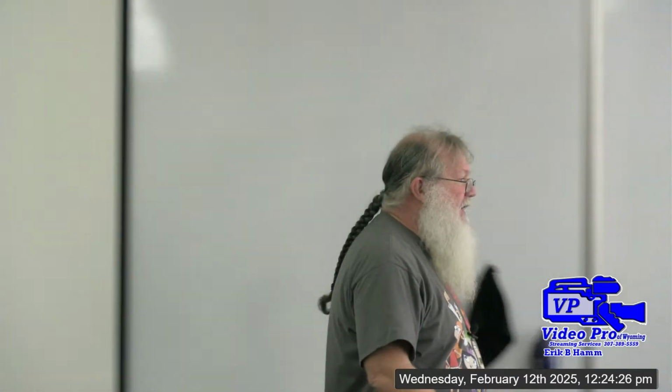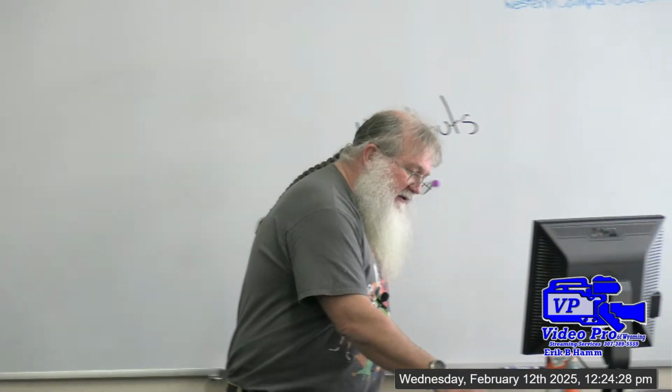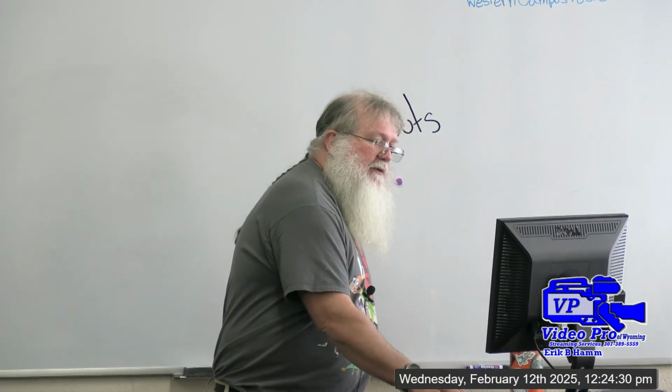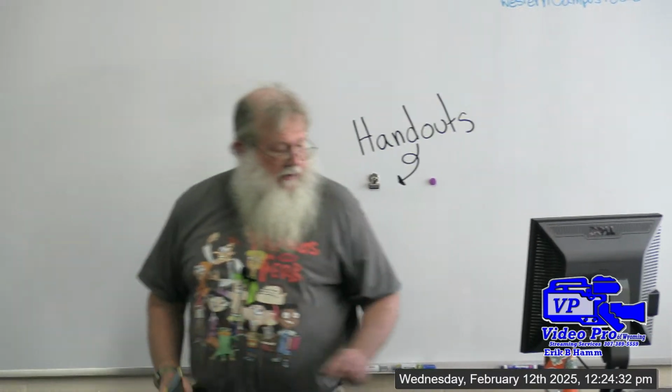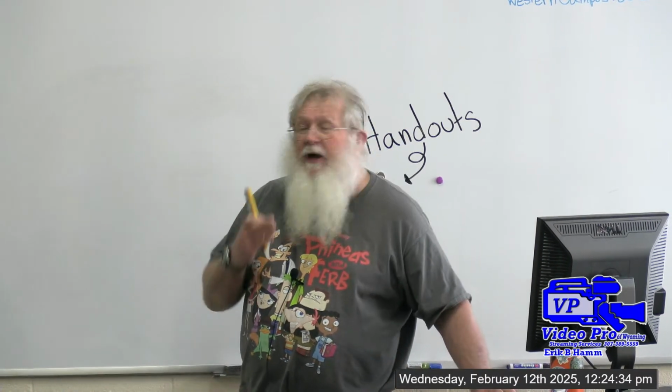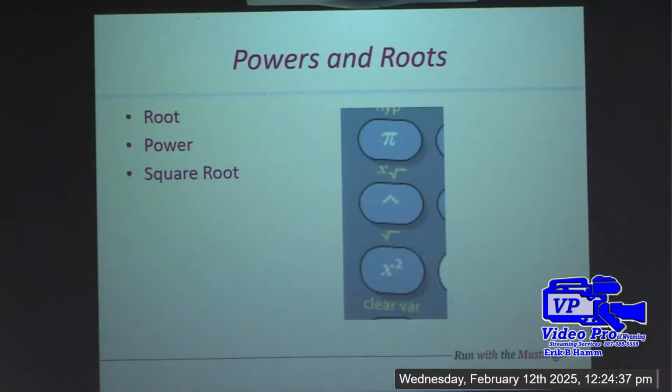So let's look at doing a basic calculation. We got the root button, which is the X, the square root symbol. We got the power button, which is the caret key. Then we got the square root button, which we all recognize there, and then we got the square button. So those are our powers and roots.